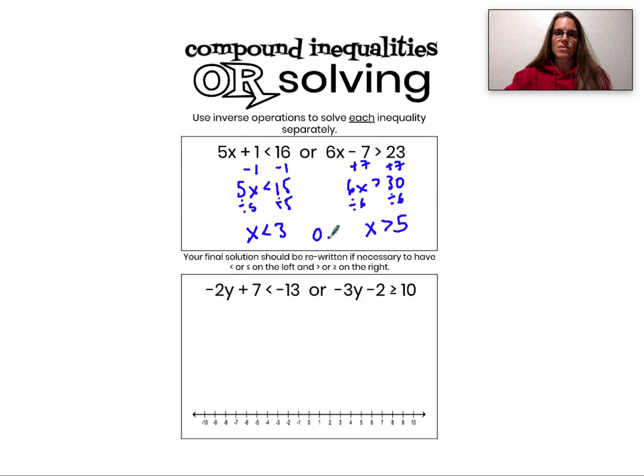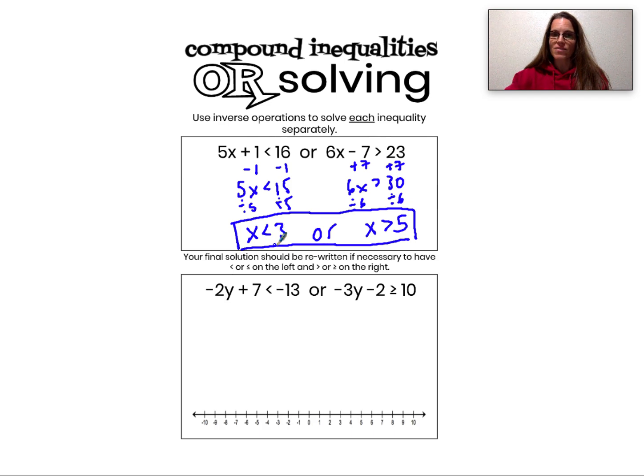Now, all I'm missing for my final solution is the word OR. I need to include the word OR to show that in order to be a solution, x needs to either be less than 3 or greater than 5. This final solution is written exactly as I would like. I need to have the less than on the left, and the greater than on the right. This is because that matches up with the graph.